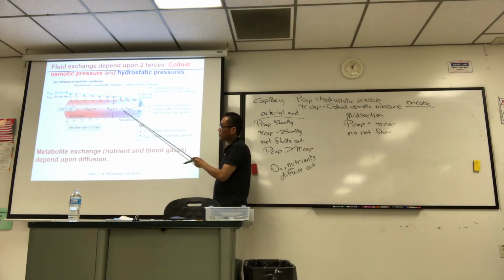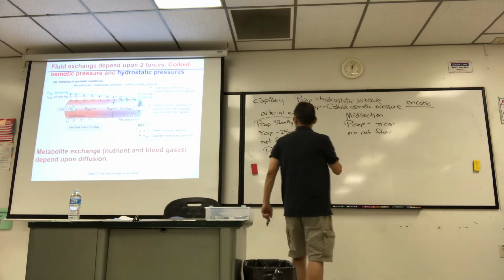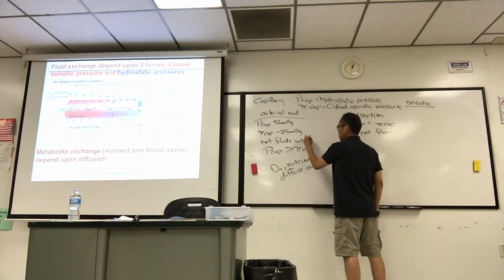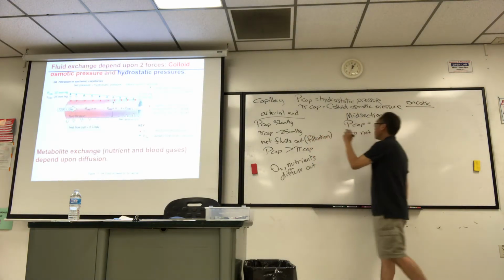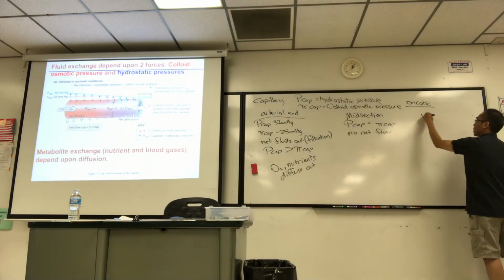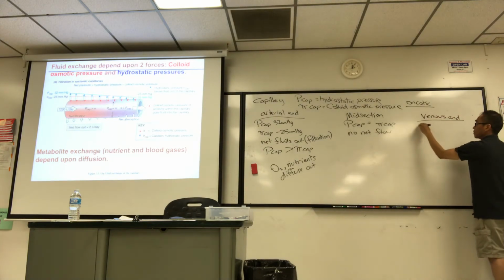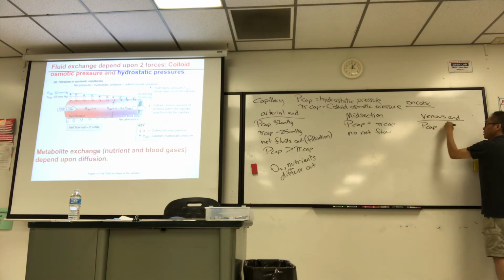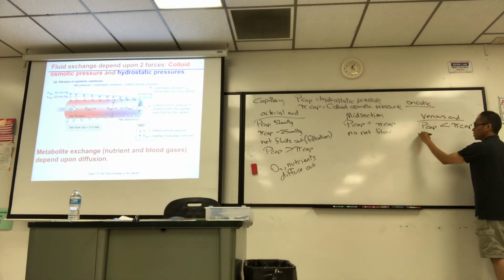So at the other end, the venous end, you have net absorption going on. Here you had net flows out. We call that filtration. On the venous end, the hydrostatic pressure, P cap, is less than the colloid osmotic pressure, the pi cap, so you have net absorption.